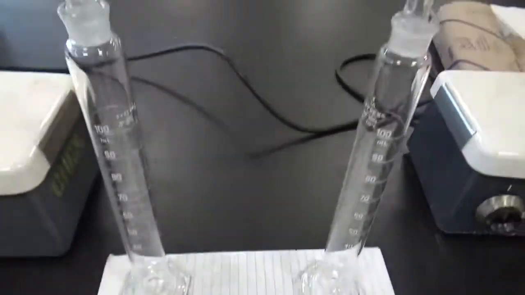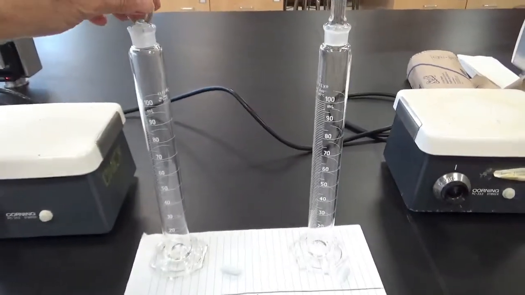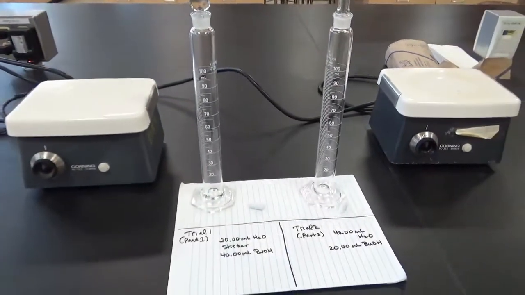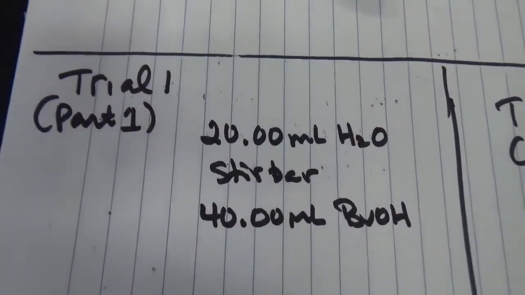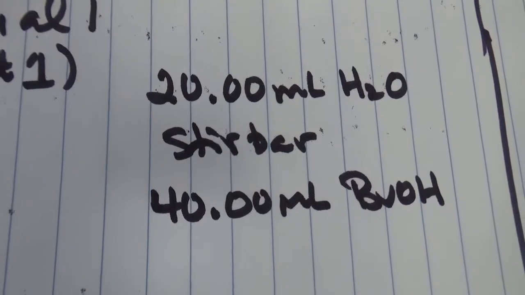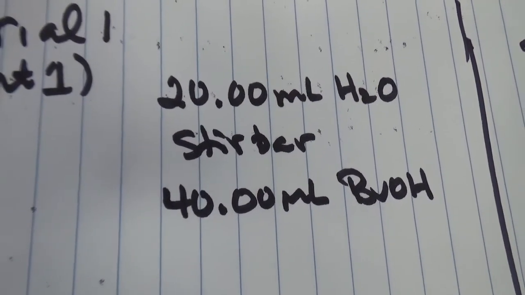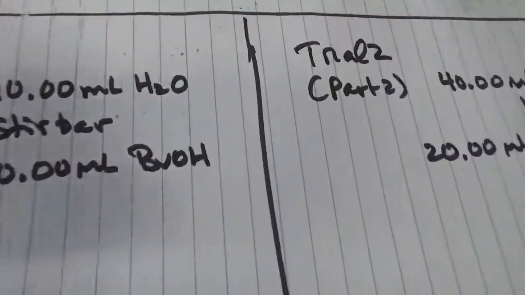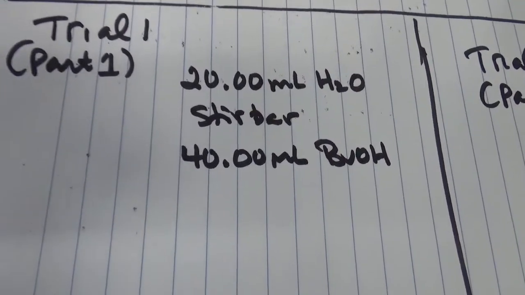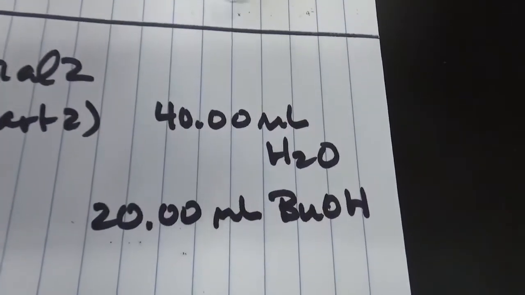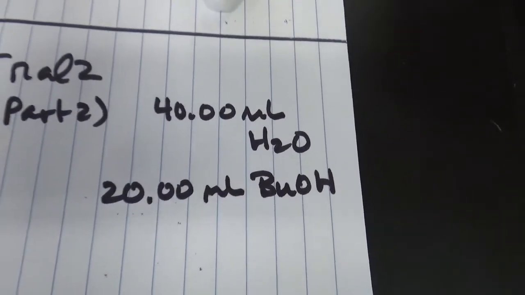What I have here are 2 graduated cylinders, 200 ml graduated cylinders, and they have ground glass stoppers. For the first trial, I'm going to put 20 milliliters of water by pipette, but then I'm going to read it on the graduated cylinder. Then I'm going to add a stir bar and read the volume again. And then I'll pipette 40 milliliters of butanol. In trial 2, it's very similar, except I'll add 40 mils of water, then the stir bar, and then 20 milliliters of butanol.